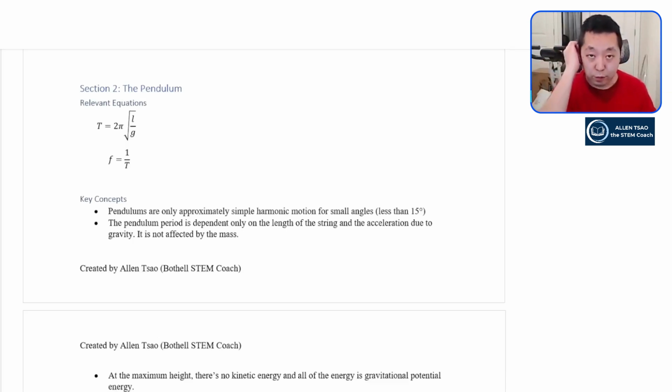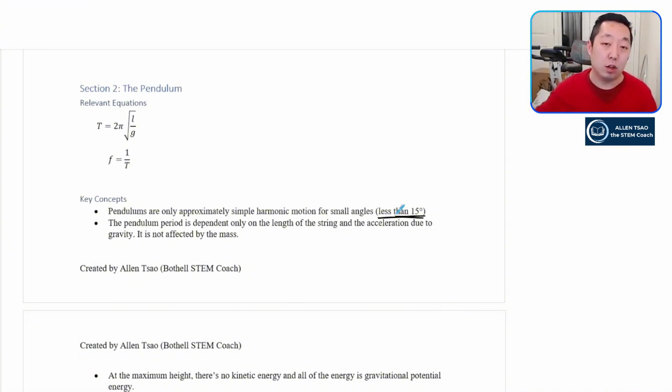So let's look at the first one of the simple harmonic motion kinds of objects you're going to see. It's called the pendulum. And we've done a little bit of this in circular motion, like when we had objects swinging like this. But the pendulum specifically is an object that's swinging back and forth. One of the things that's key to talk about is that it's really only harmonic motion for small angles less than 15 degrees.